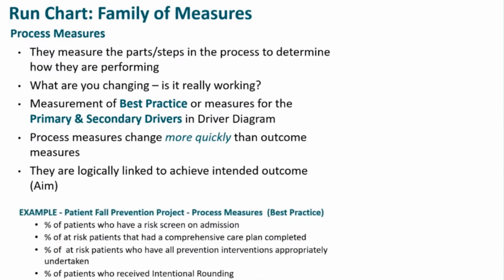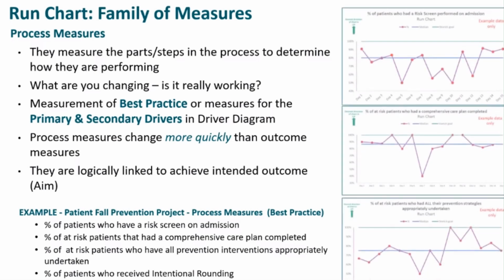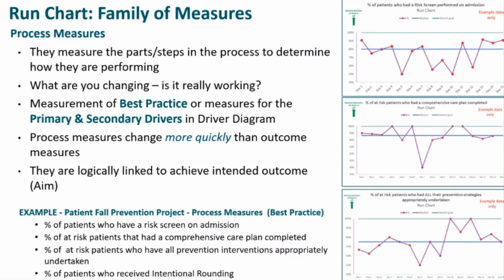Using the example of the patient fall prevention project, the process measures in this project relate to best practice, and they are also the primary drivers in the driver diagram. So they are looking at the percentage of patients who have a risk screen on admission, the percentage of at-risk patients that had a comprehensive care plan completed, the percentage of at-risk patients who have all prevention interventions appropriately undertaken, and the percentage of patients who received intentional rounding. And on the right here, we have some charts that demonstrate some of those process measures.